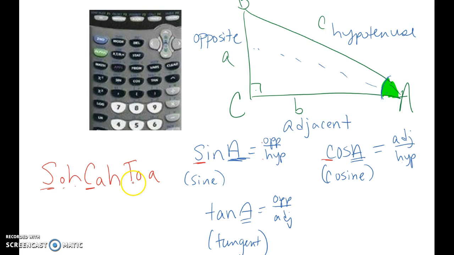Cosine is A over H, and then the tangent is O over A. So all you have to remember is if you know how to say SOHCAHTOA and then spell it, you're going to have division signs in that problem.